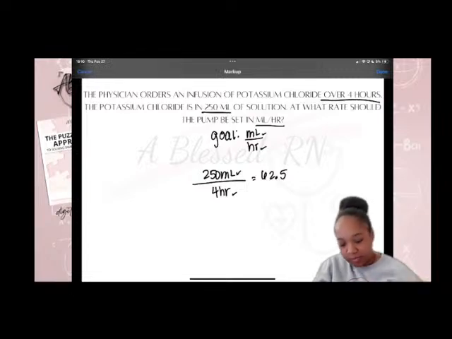So if we're rounding to the whole number, we know that everything to the left of the decimal is the whole number. So we go one decimal place to the right, and that number is 0.5. So if it's 5 or more, you raise the score by 1, right? So that'll be 63 milliliters per hour. That was pretty easy, right? Volume over time.